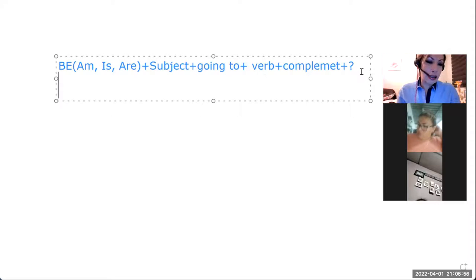Vamos a practicar siguiendo la fórmula que tenemos acá. Tratemos de hacerla como preguntaríamos si yo le pregunto a usted. Yo quiero saber si usted va a cocinar algo especial mañana. Entonces yo le pregunto, ¿vas a cocinar algo especial mañana? ¿Con qué debo de empezar? Si te pregunto a ti. Are. Ajá, solo are.